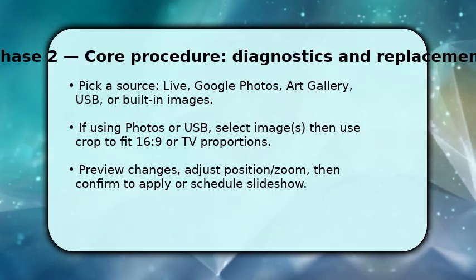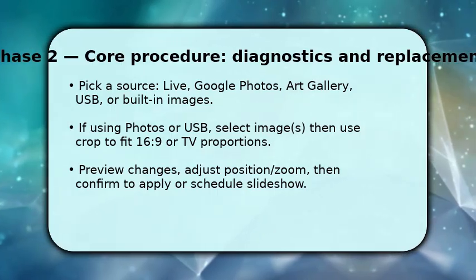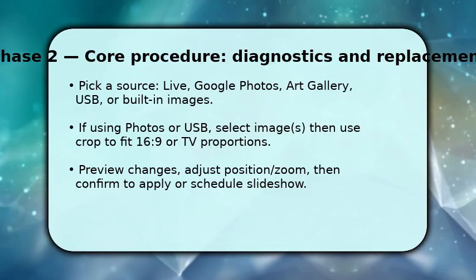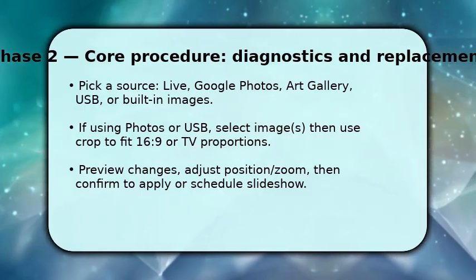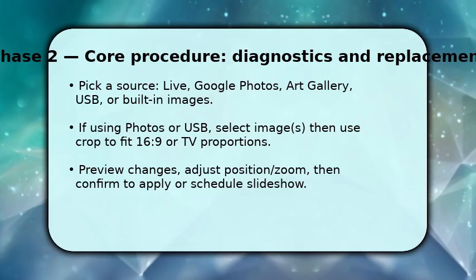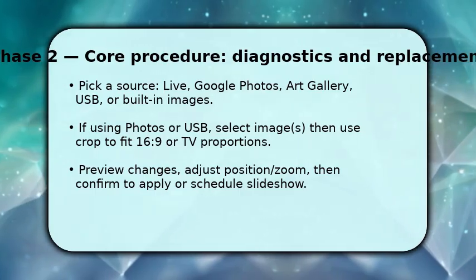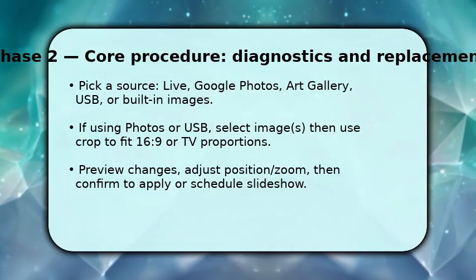Once you select an image, crop and position it so key elements are centered for a 16:9 TV frame. This avoids heads or text getting cut off. Preview the result, and when it looks right, confirm to set it or enable a slideshow schedule.